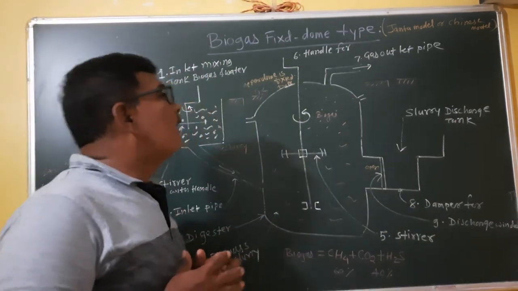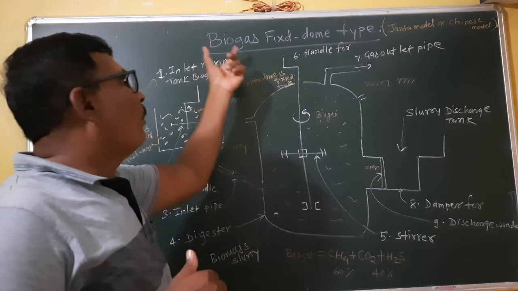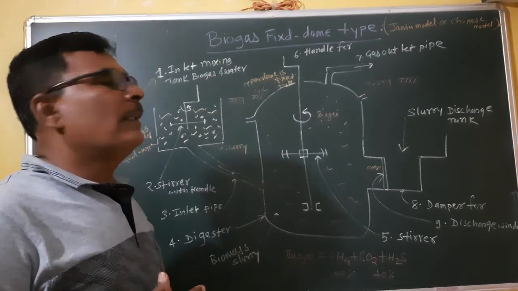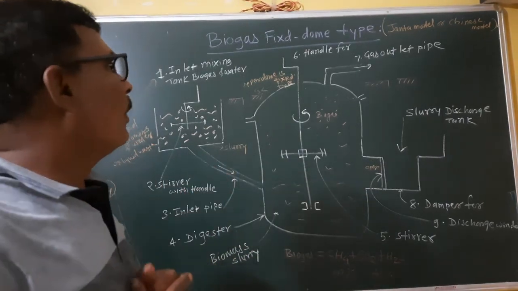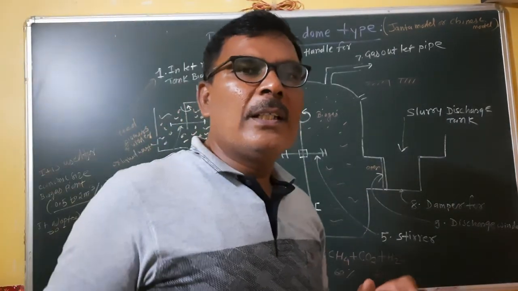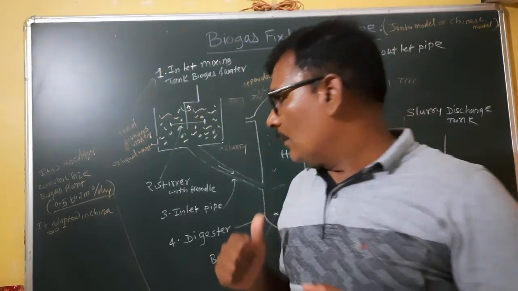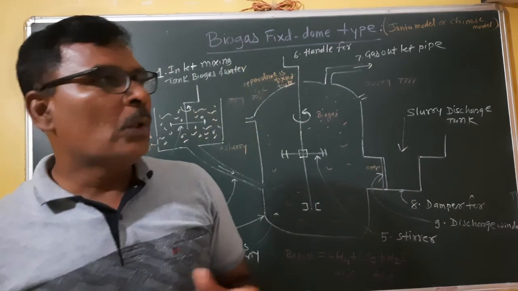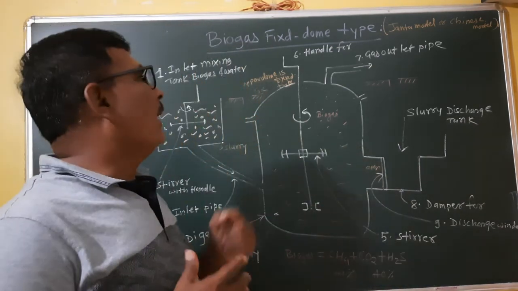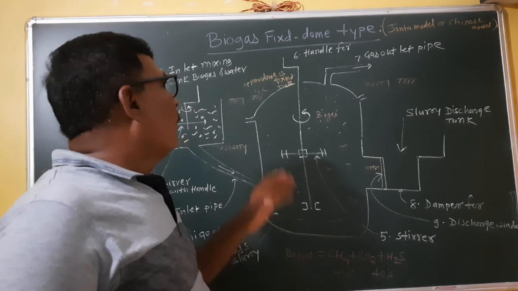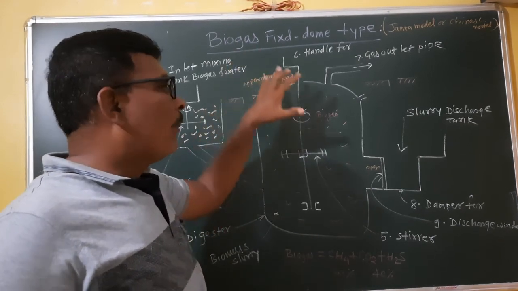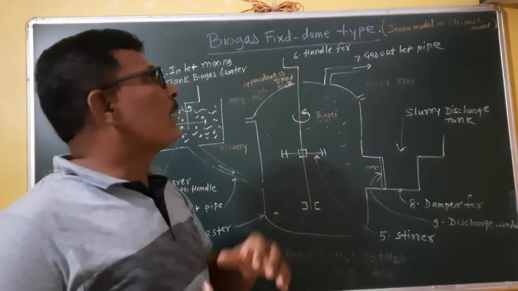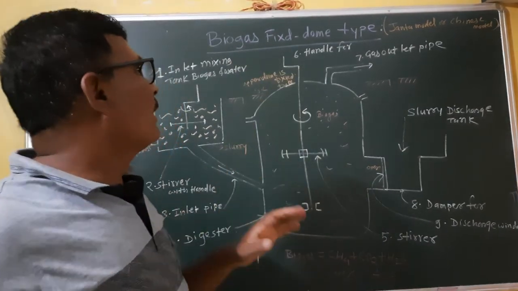Now this model is very important, that is the biogas dome type model. That model is also called the Janta model. Sometimes it is also called the Chinese model. Janta model or Chinese model is very important because this type of model is used to create biogas. And here we have to consider the different parts in this type of biogas fixed dome type model. Why is it called the fixed dome type model?